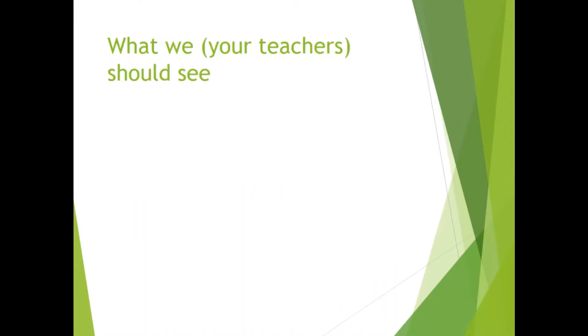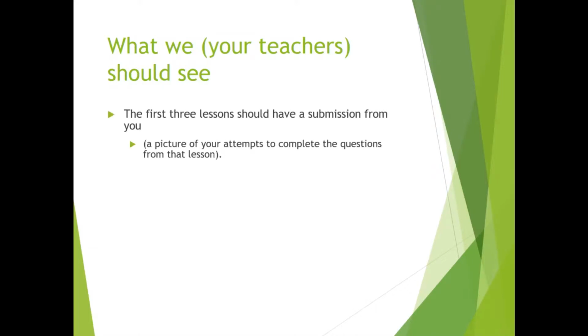What we, your teachers, are expecting to see is as follows. Each of the first 3 lessons should have a submission: you should have taken a picture of the questions you've done and submitted that. We will look at those pictures, and if they are there and you have done the homework, we will give you a positive. If you haven't submitted something, or you've submitted something completely wrong, then you haven't completed that homework because you haven't paid attention to the video or understood, and really there isn't an excuse at that stage. You watch the videos and you will be able to answer at least one or two of the questions on the homework for that lesson.